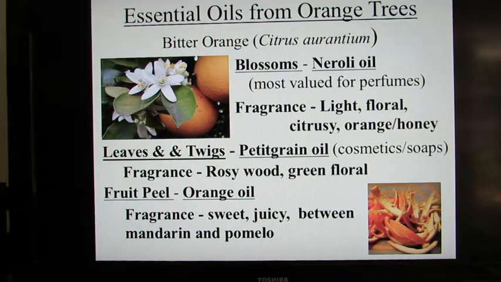The leaves and twigs also provide an oil which is called petitgrain oil, and these are obtained by steam distillation, and it's used for cosmetics and soaps. And the fragrance in this case, as you may guess, is woody, kind of rosy wood or green floral, another valuable commodity. And then from the fruit peel, we get what is called the orange oil. The oil is obtained by expression, or simply pressing. There's also lemons. And the fragrance here is what we associate with oranges, sweet and juicy and kind of between a mandarin and a pomelo aroma. A very important source of essential oils, the whole orange tree.